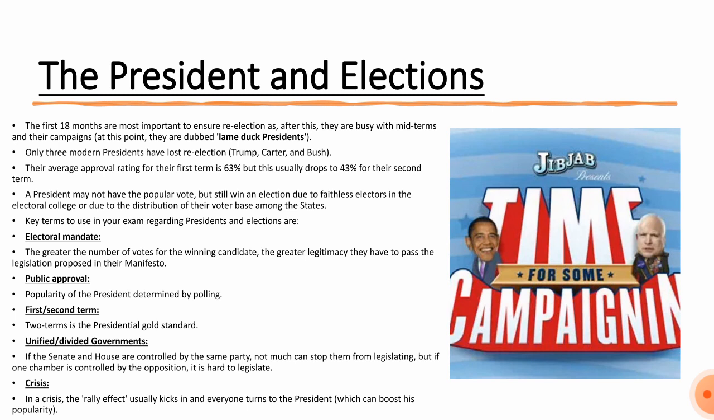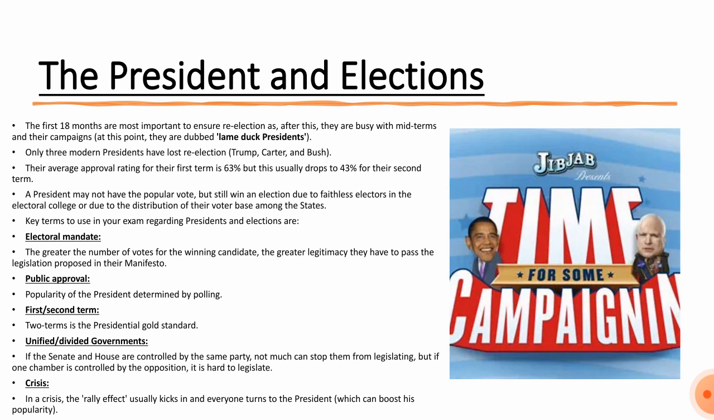Their average approval rating for their first term is 63%, but this usually drops to 43% for their second term. A president may not have the popular vote, but still win an election due to faithless electors in the Electoral College, or due to the distribution of their voter base among the states. Key terms to use in your exam regarding the president are electoral mandate, which is the greater the number of votes for the winning candidate, the greater the legitimacy they have to pass the legislation they propose in their manifesto.